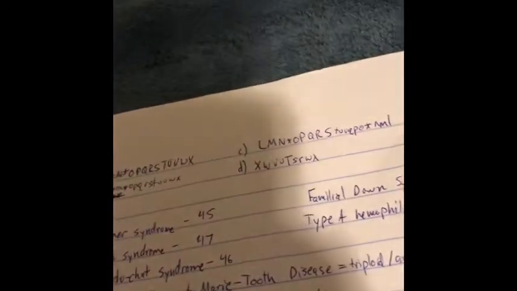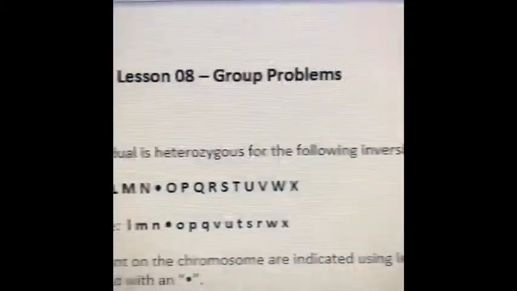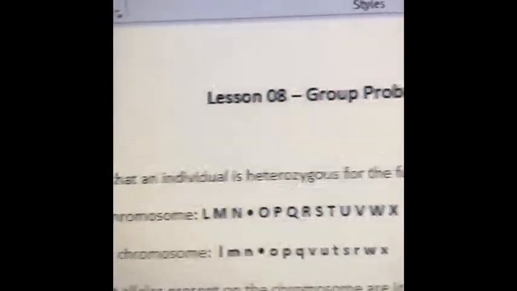Hey, it's Dylan. I'm in charge of problem number 1 of the group problems, and it talks about a crossover. What is the allele and centromere composition of the 4 products of meiosis if there's a crossover between S and T? So this inversion already happened, and now we're going to see what happens if a crossover occurs between the S and T.